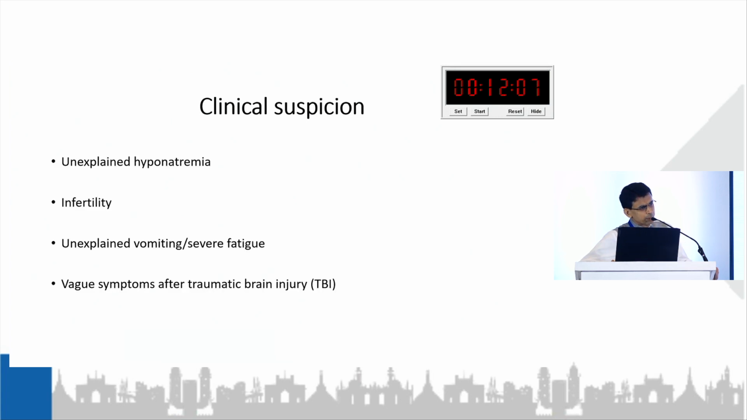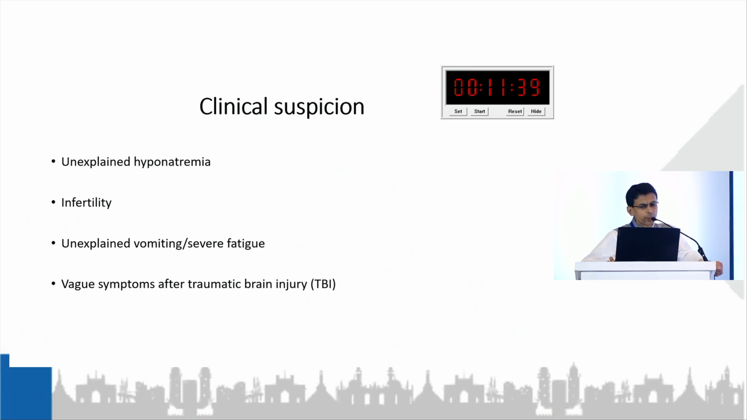So when do we suspect hypopituitarism? These are the conditions in which we should suspect hypopituitarism: unexplained hyponatremia, infertility, unexplained vomiting. In fact, in my last 15 years, I have seen at least some 5-6 patients referred by a gastroenterologist just for vomiting. On evaluation of resistant vomiting going on for the last 2 to 3 months, we found out that there is hypopituitarism, with both cortisol and thyroid function being very low.